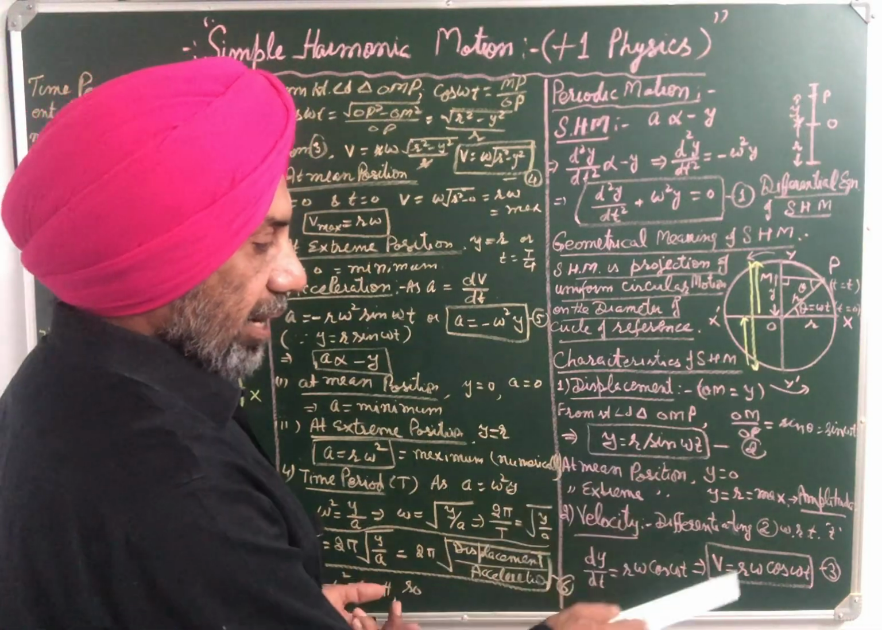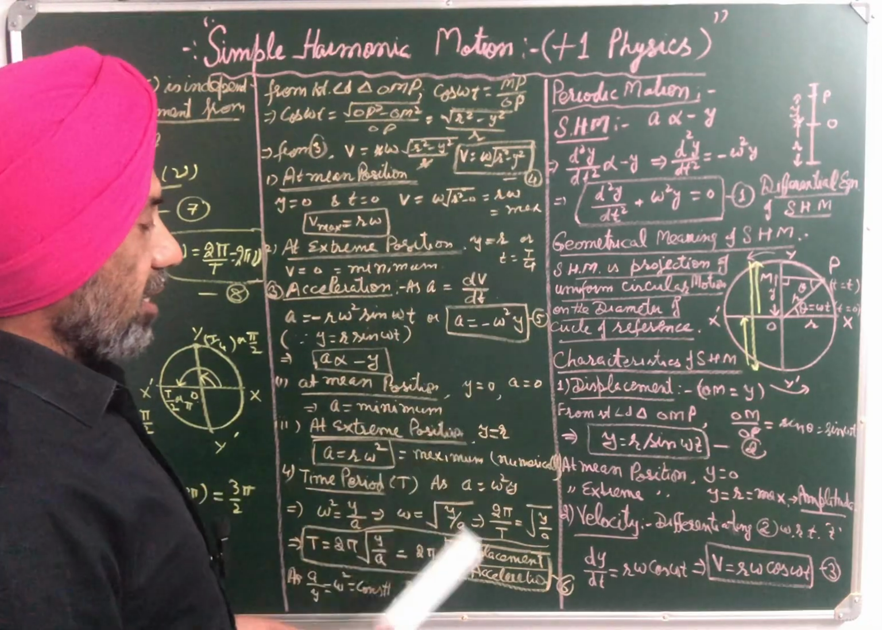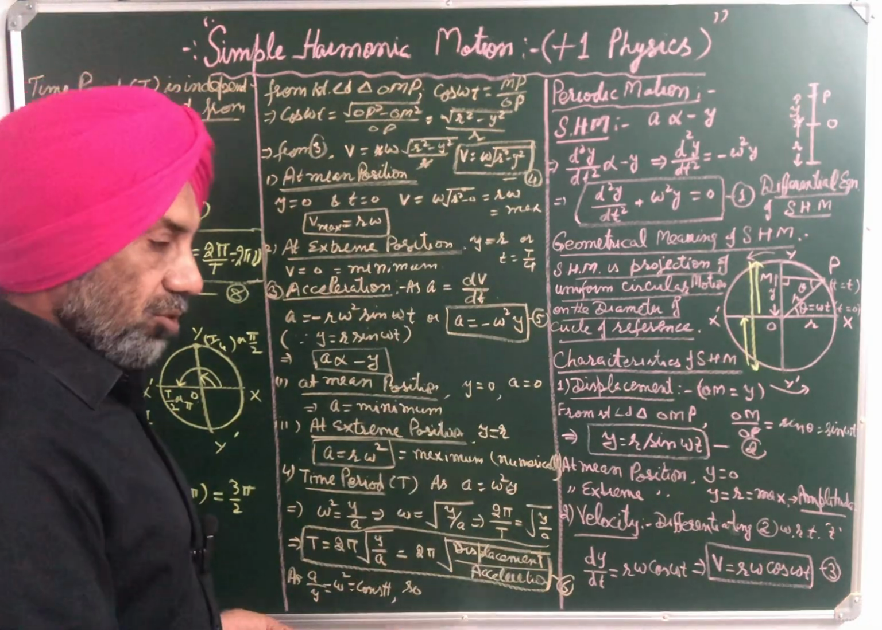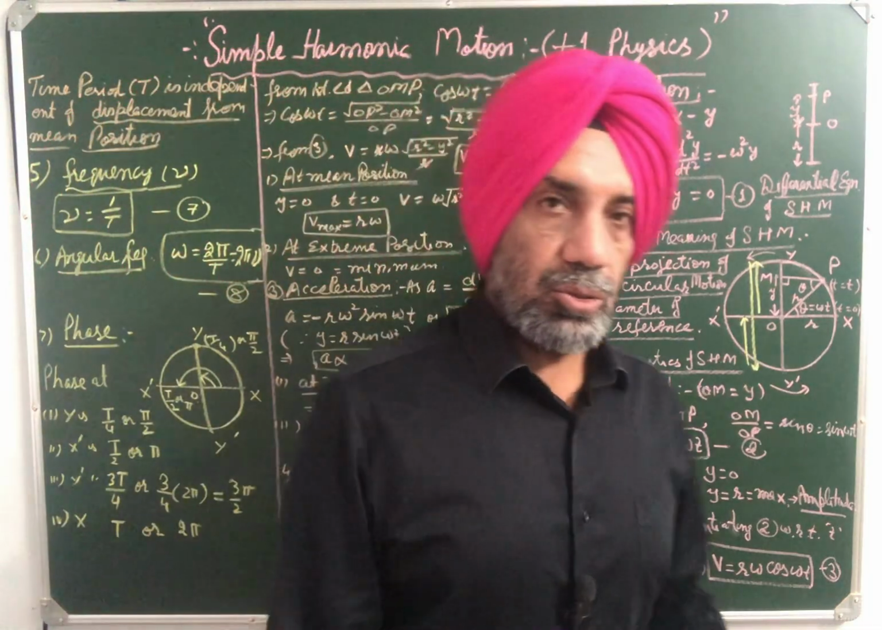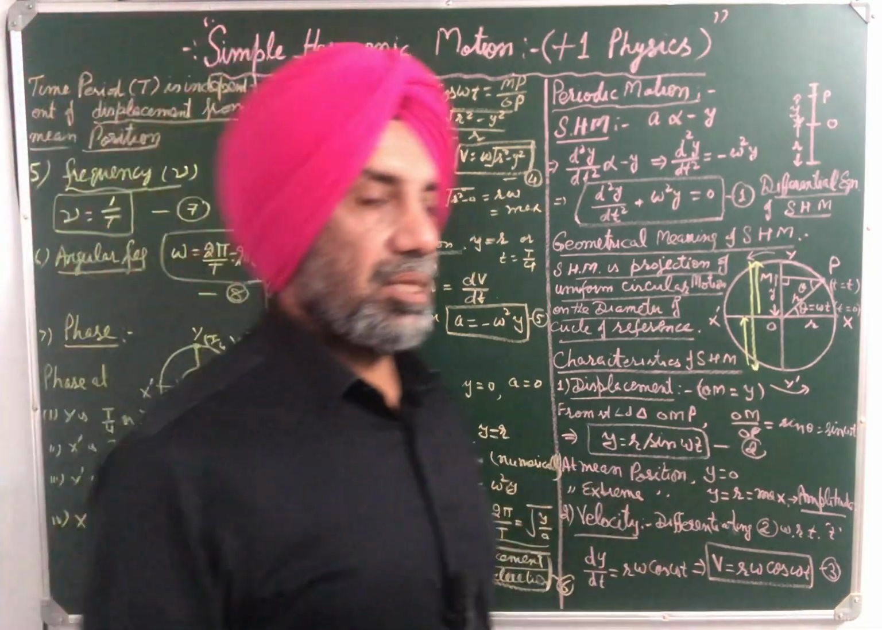So y is equal to r sin omega t, v is equal to r omega cos omega t, or v is equal to omega into root r square minus y square, a is equal to minus omega square y, T is equal to 2 pi into square root of displacement over acceleration. So therefore you have to remember all these expressions to understand simple harmonic motion.